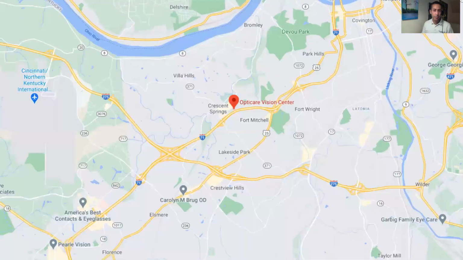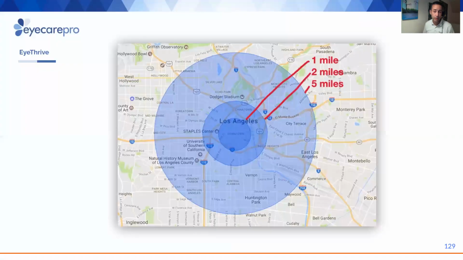Now, this is a map showing Dr. Young's Fort Mitchell location. That's his location in the middle of the map, and that's in Kentucky. Now, given our experience with Google Ads and the campaigns that we've run, we know that patients typically will not drive that far for an eye doctor for a new practice that they're going to for an eye exam. So the best thing to do is really to do hyper-local targeting of your Google Ads, meaning you should target a local area like a 1 to maximum 5 mile radius around your office. And even then that's too much. That's proven to be the best campaign results that we've seen.